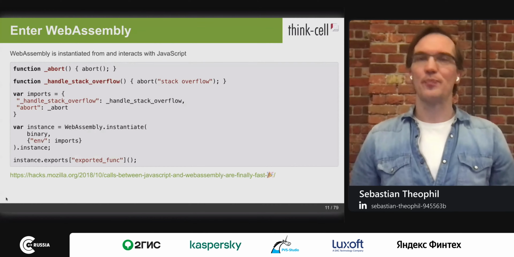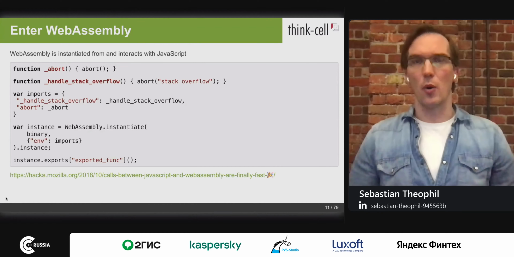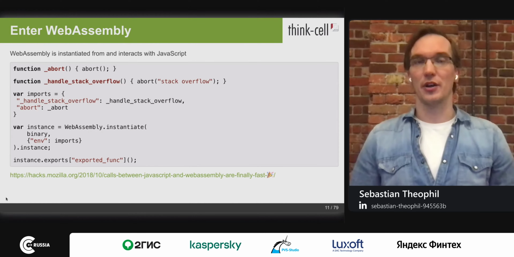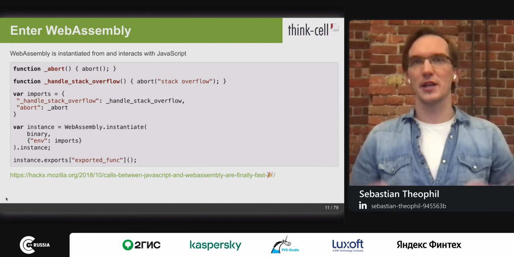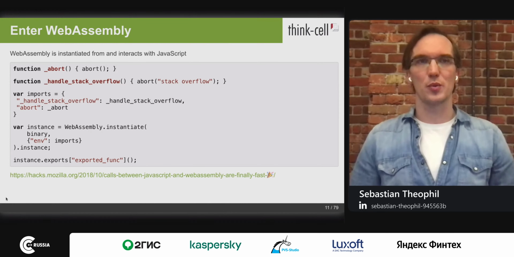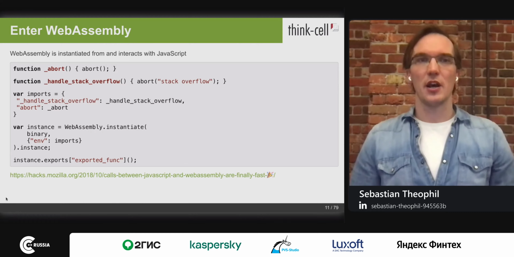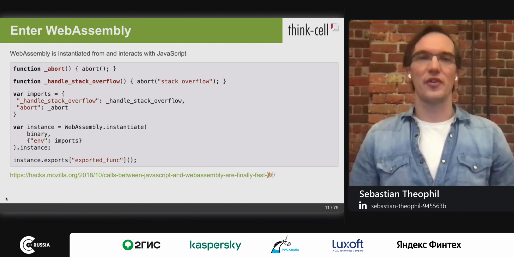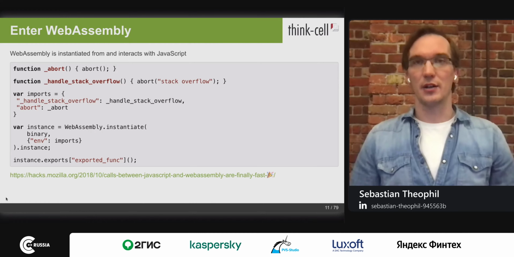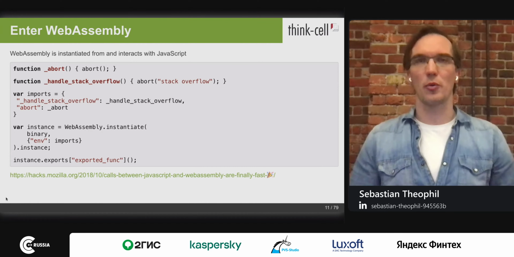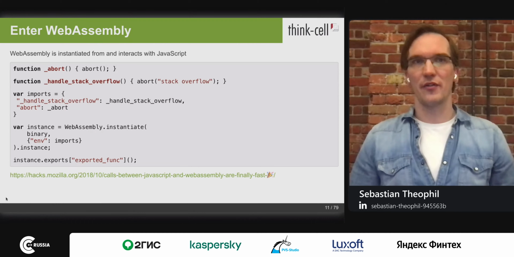So this is how it would look in code. We define two functions for our WebAssembly module that specify what we want to do when the WebAssembly module encounters an error. We abort. What do we do on a stack overflow? In both cases, we just abort the JavaScript program as well. We build a little map of the function imports, and then we instantiate a WebAssembly module with the binary we have downloaded from somewhere and the list of imported functions. And on the resulting instance, we can call the functions that WebAssembly exports to JavaScript. And this very simple form of interaction between the two is thankfully very, very fast.